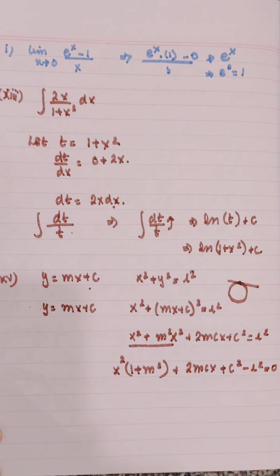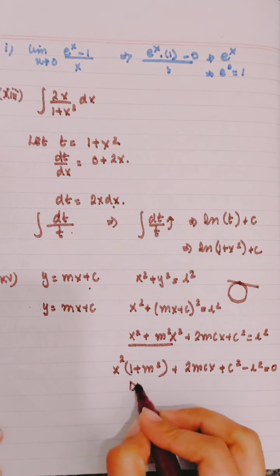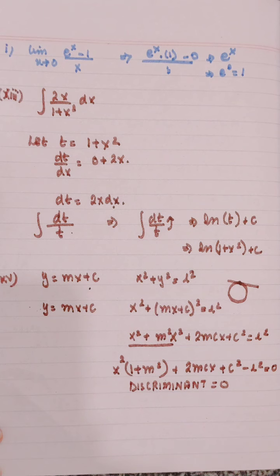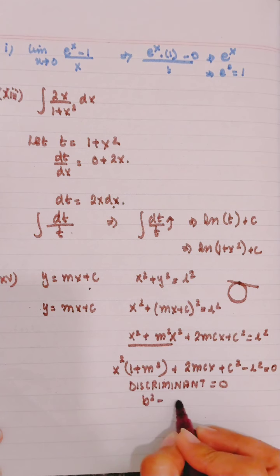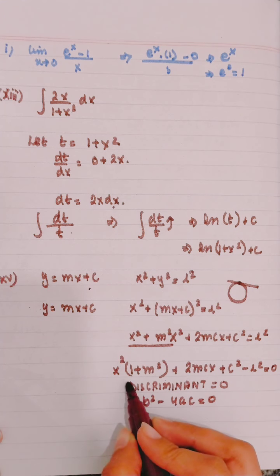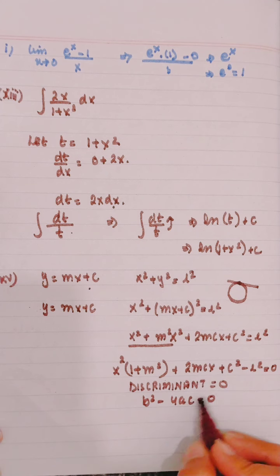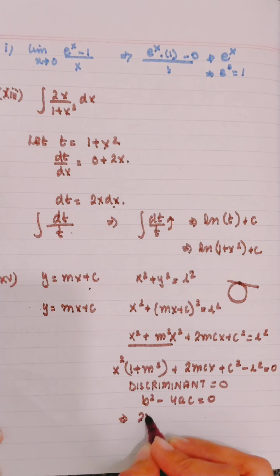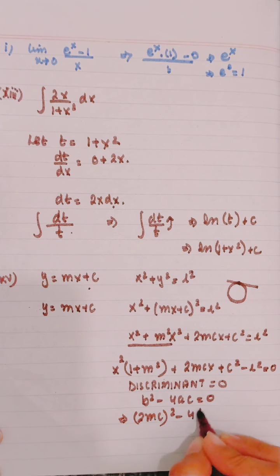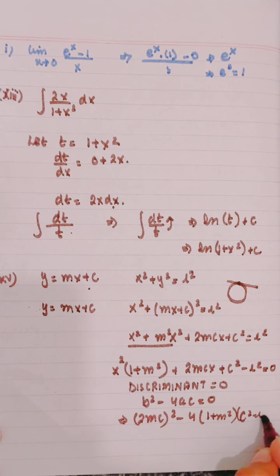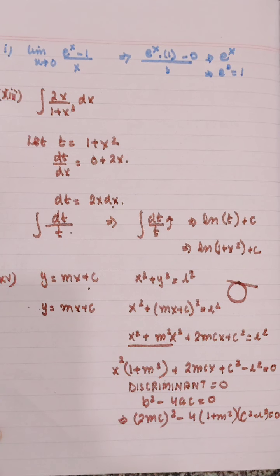Since the line touches the circle, there will be one value of x. Therefore the discriminant should be 0. And how do we find the discriminant? b square minus 4ac should equal 0. a is the coefficient of x square, b is the coefficient of x, and c is the constant. So here the coefficient of x is 2mc, 2mc whole square minus 4 times the coefficient of x square, which is 1 plus m square, and c is c square minus r square, equals 0.